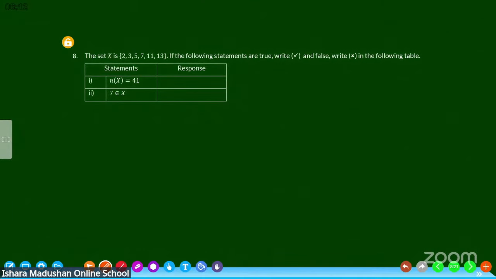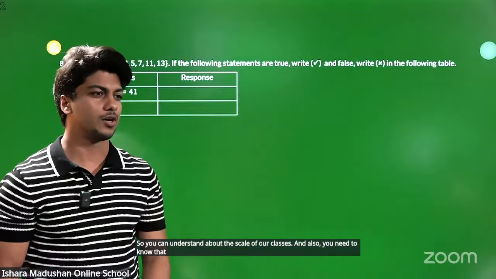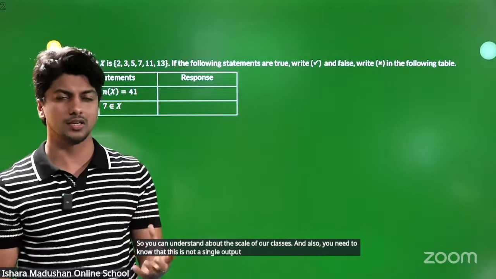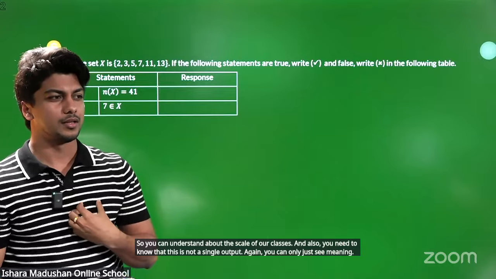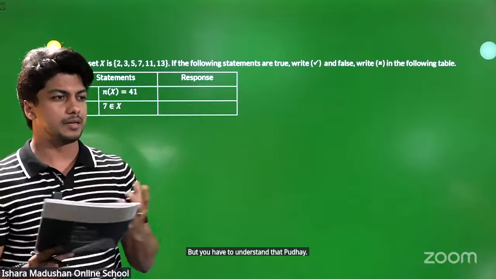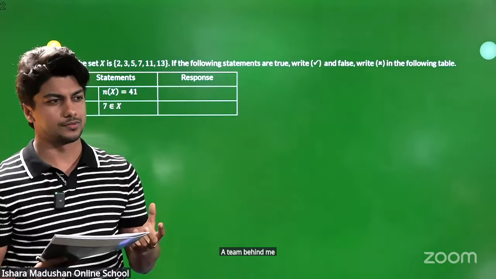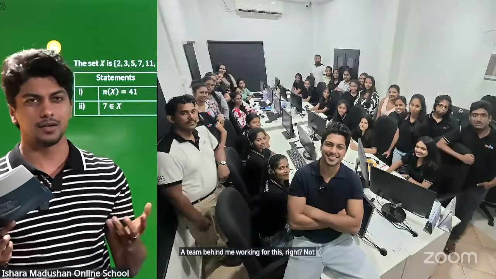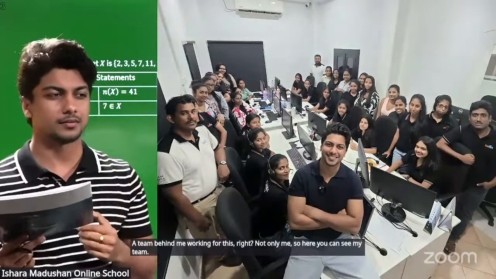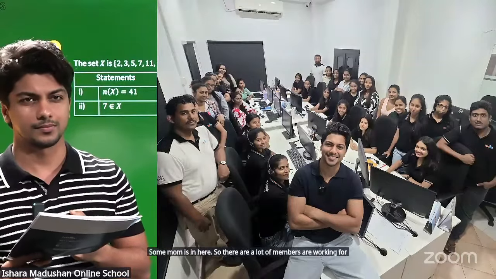So you can understand the scale of our classes. And also you need to know that this is not a single output. You can only see me, but you have to understand that there is a team behind me working for this, right? Not only me. So here you can see my team. Some are missing here. So there are a lot of members working for your classes.